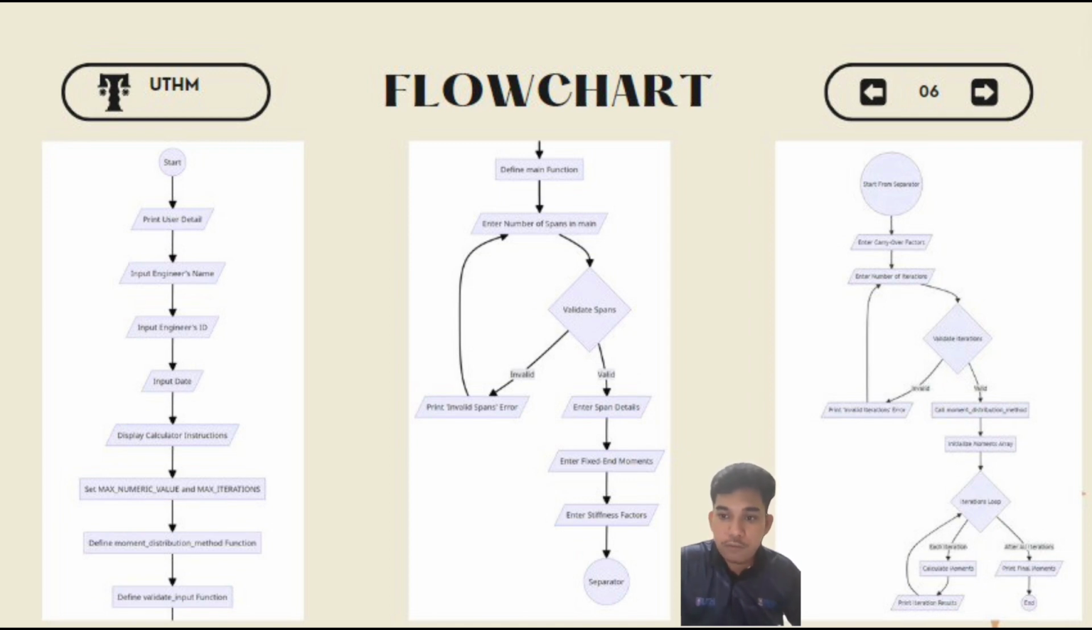After that, from the number of iterations, we will validate with a loop. If it's invalid, the user will enter the number again, and if it's valid, we will call the moment distribution method, and we will initialize the moment array. From this, there will be another iterations loop to calculate each iteration. So if there are 10 iterations, then this loop will repeat 10 times until all the iterations are complete. We will print the final moments of the beam. And that is all for our flowchart.